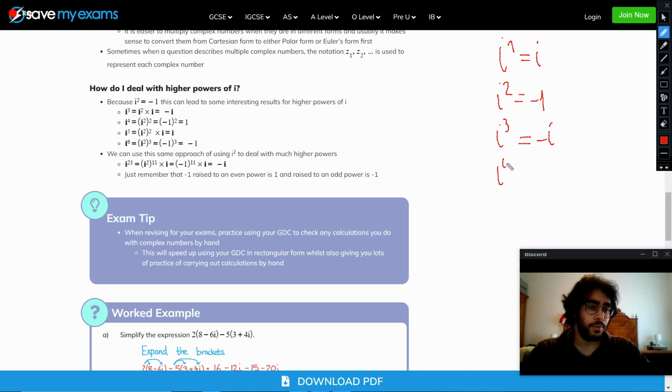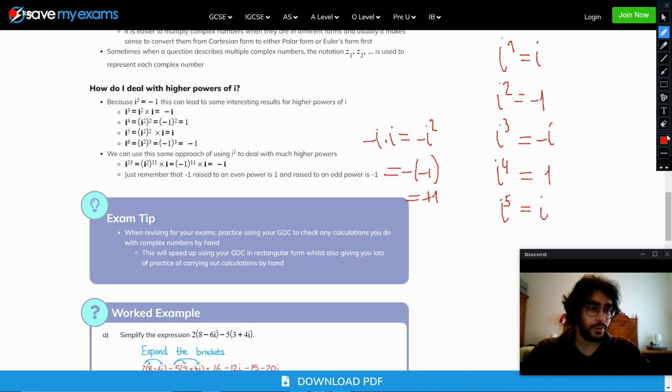And then you have i to the power 4, which means you are multiplying -i with another i. So what happens? -i times i is -i squared, but i squared is -1 already. So this is -(-1), which gives you plus 1. So i to the power 4 is actually 1. Now, if I continue, i to the power 5 will be equal to i to the power 4 times another i, which means 1 times i, so you have just i.